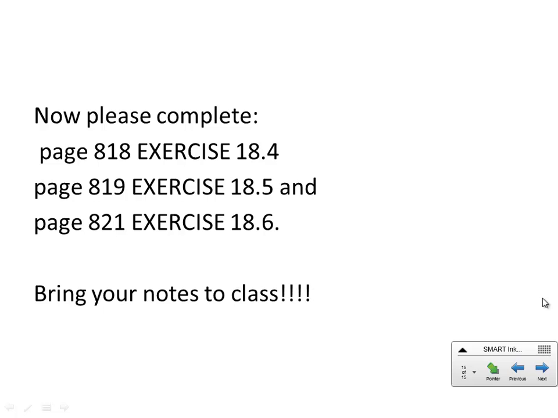All right, now try these 3 exercises. Bring your notes to class, and we'll work on some problems tomorrow.